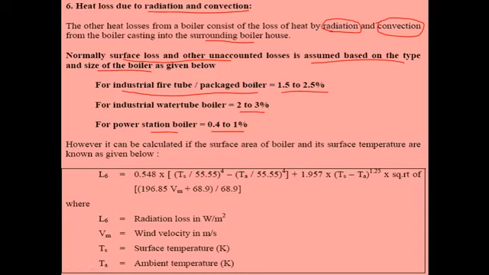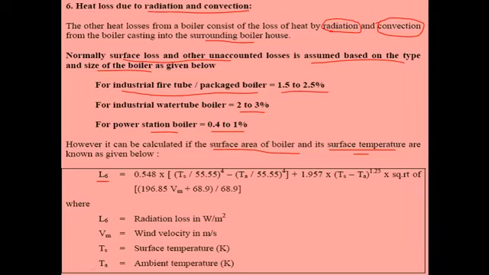However, it can be calculated if the surface area of the boiler and the surface temperature are known. If we know these two values, the surface area of the boiler as well as the surface temperature, we can calculate it. So this loss due to convection and radiation is taken as L6.